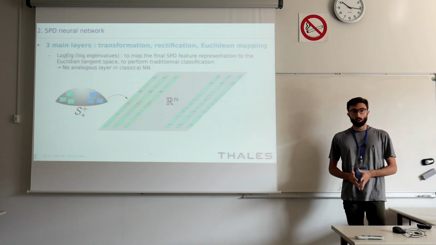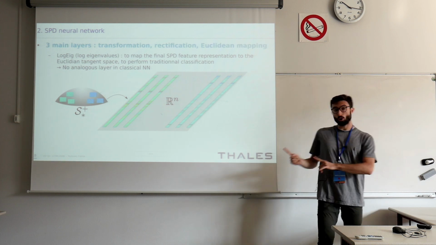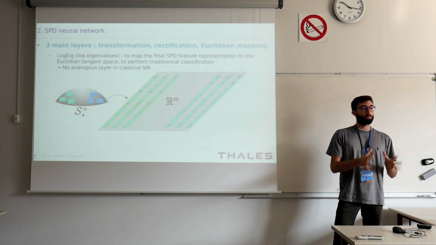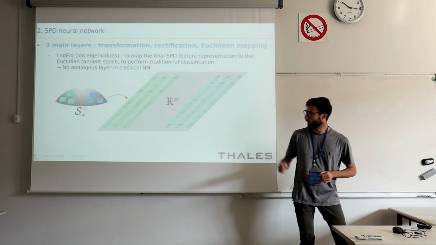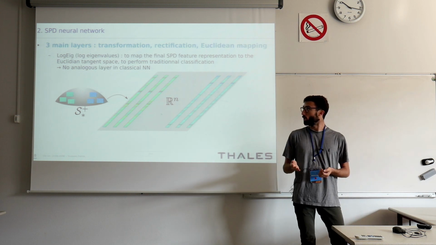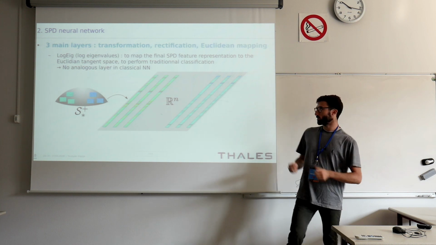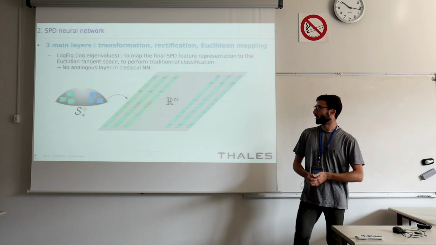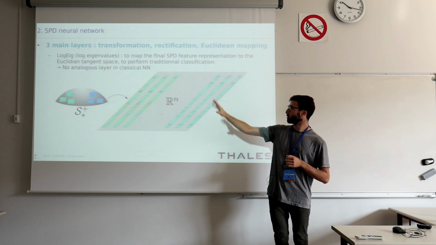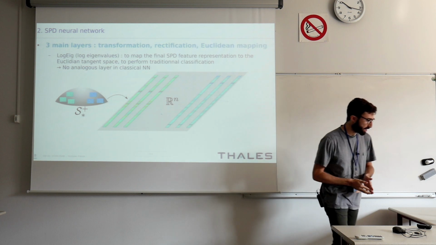The third main layer, which doesn't have a counterpart in the Euclidean world, is the log eigenvalues layer. What's the goal of this layer? It's to map the final output feature manifold to a Euclidean space. The reason we do this is because we don't know yet how to actually do the classification in the manifold. By this I mean that I don't know how to do this, so if anyone has suggestions, I'm very open to hearing them. Basically, we want to transform the final output manifold to a Euclidean space, and in this Euclidean space we're able to draw lines and do the classification.